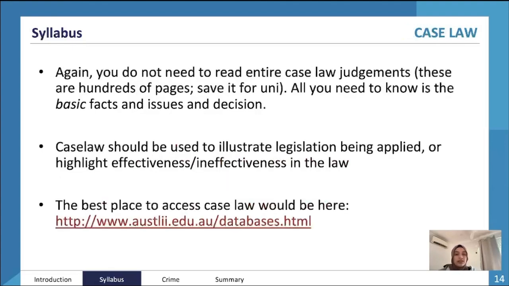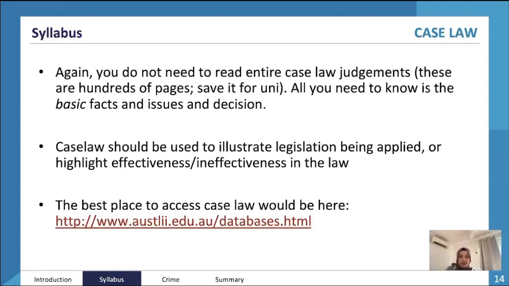Okay, case law. Again, you don't need to read the entire case law judgments. This is not expected of you. These are hundreds and hundreds of pages. If you plan on taking law in university, then you can definitely save it for then, but please don't read hundreds of pages. You don't need to be going into that level of detail. All you need to really know are the basic facts, the issues, and the decision. Those are the 3 main things. So what are the facts of the case? What are the issues that have arisen? And then what was the decision, right? What was the verdict, for example?